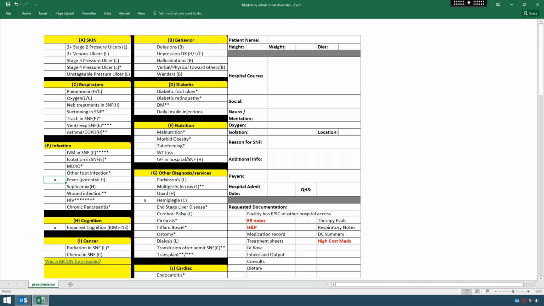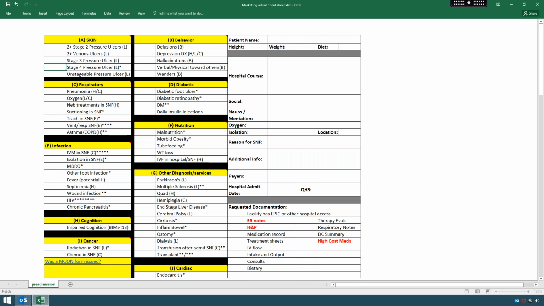And that is because there are things embedded within there that are going to assist you with identifying what sort of things we're looking for in regards to the different components. So whether or not an admissions marketing person is a nurse by background, they could very easily take a look at all these yellow headers and identify whether or not a patient is experiencing one of these drivers within that heading. So for instance, for skin, you would know whether or not someone had a stage 3 pressure ulcer, stage 4, 2 or more stage 2 pressure ulcers.